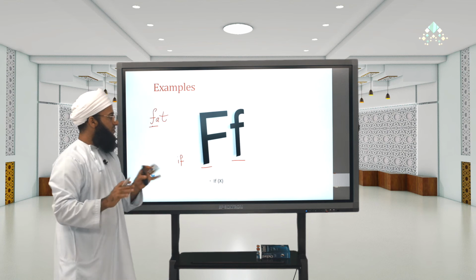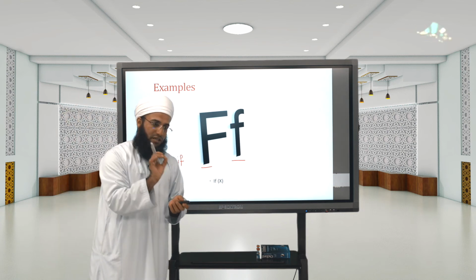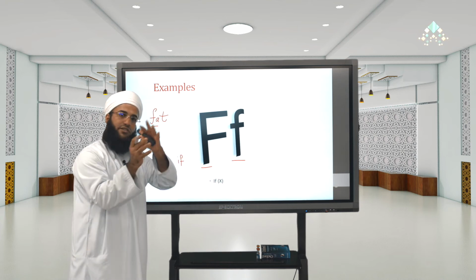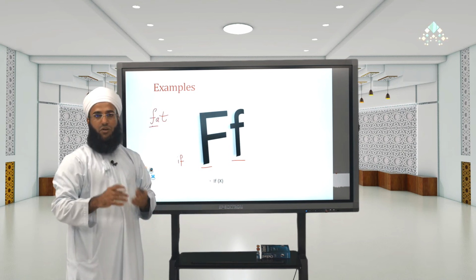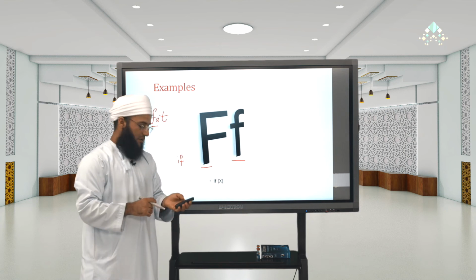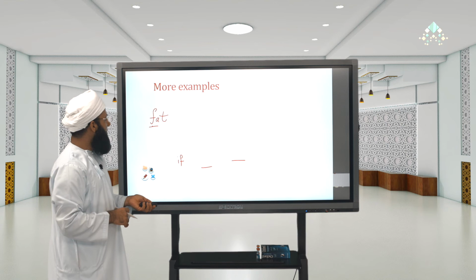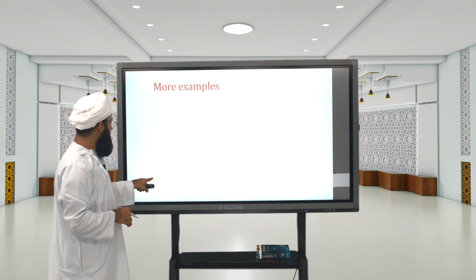Right? So this is what I want to make sure: a small letter, a small difference in pronunciation, will lead to a different word. Okay? Let's say an example. Another one.